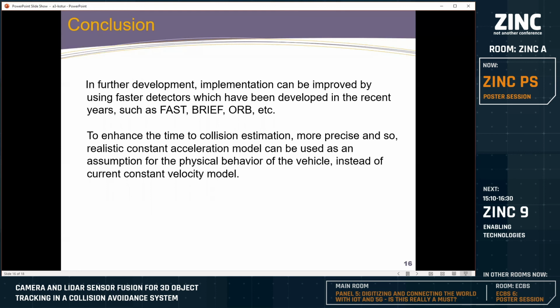In further development, implementation can be improved by using faster detectors, which have been developed in recent years, such as FAST, BRIEF, ORB, and to enhance the time to collision estimation, more precise and realistic, constant acceleration model can be used as an assumption for the physical behavior of the vehicle instead of current constant velocity model we used now.